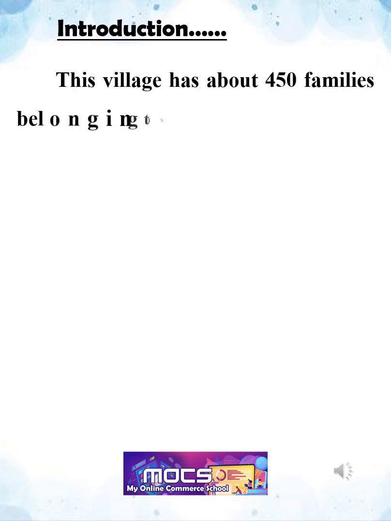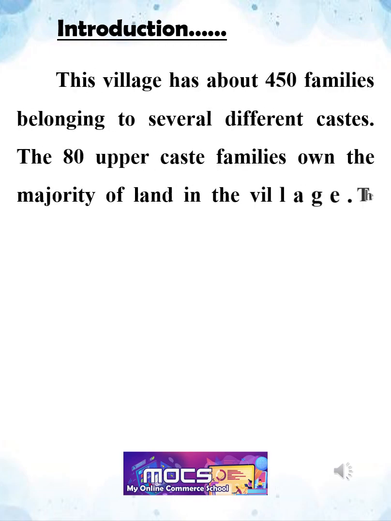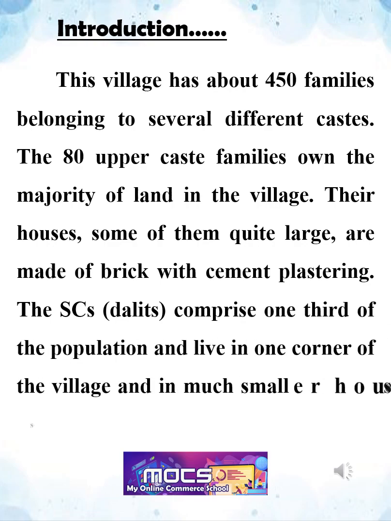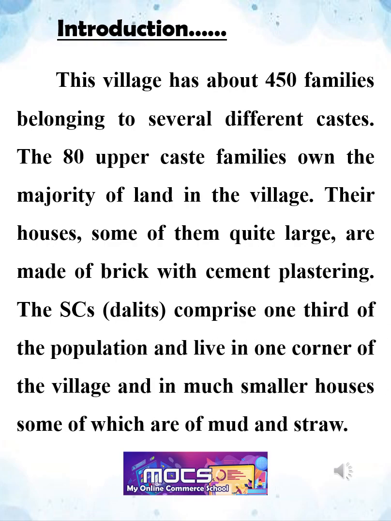This village has about 450 families, belonging to several different castes. The 80 upper caste families own the majority of land in the village. Their houses, some of them quite large, are made of brick with cement plastering. The SCs comprise one-third of the population, and live in one corner of the village, and in much smaller houses, some of which are of mud and straw.